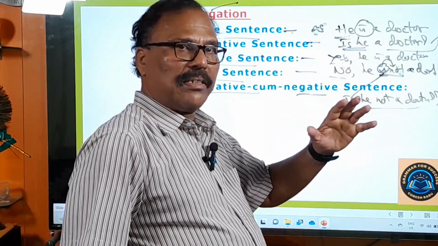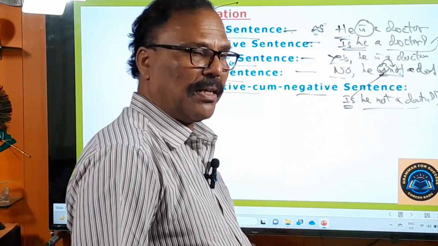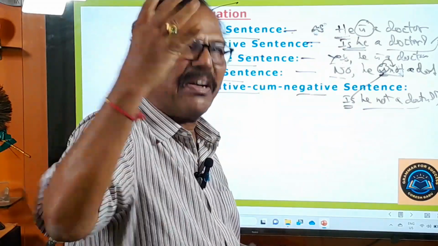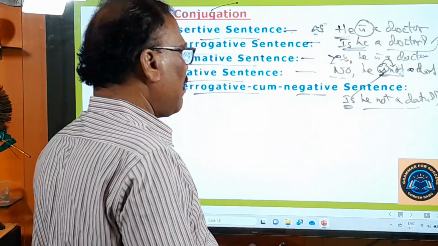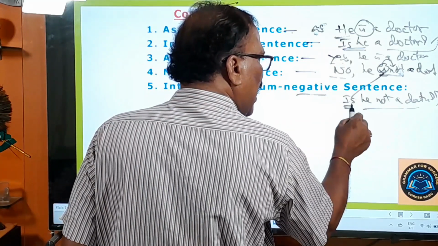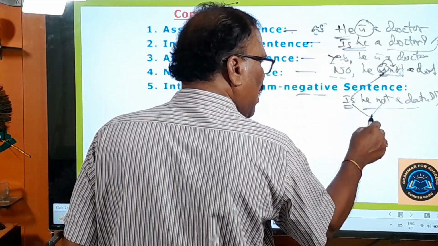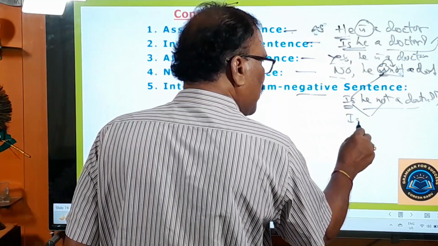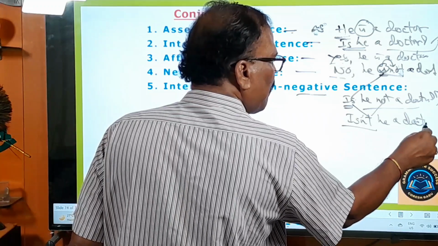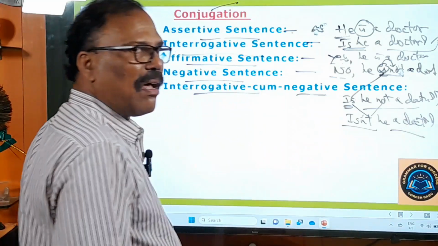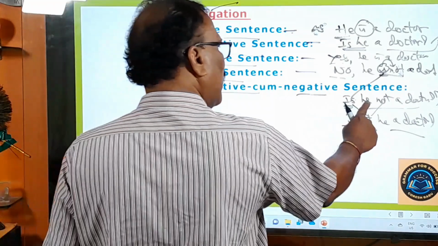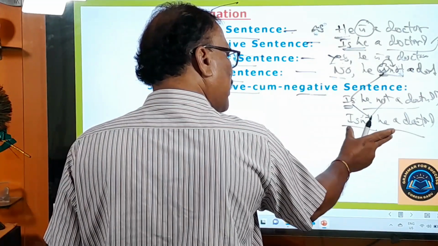Learn the things like that. Is he not a doctor? So practice. Take some examples and practice them with Telugu meaning, and you become perfect in the English language. Solid English you learn. And this sentence can also be expressed in the abridged way. Is plus not, what happens? Isn't. Isn't he a doctor? Is he not a doctor, in detail. Isn't he, abbreviated.